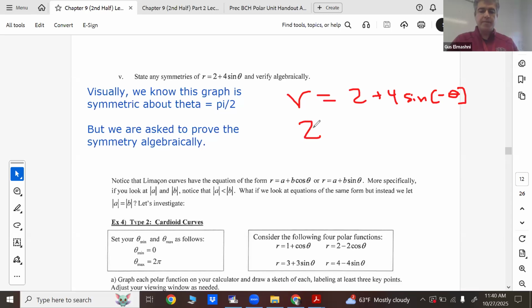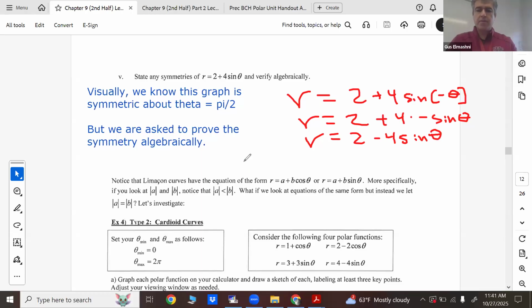Now this is where it gets weird. R is going to equal 2 plus 4 times negative sine theta. Sine of negative theta is negative sine theta. Do you guys remember that? So R equals 2 minus 4 sine theta. Well, here, this is strange.